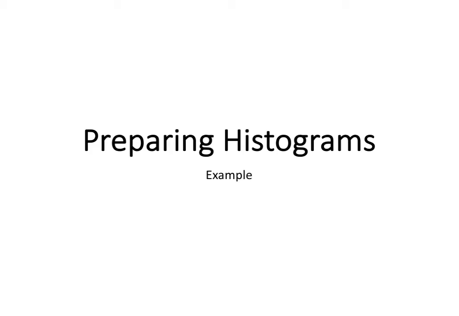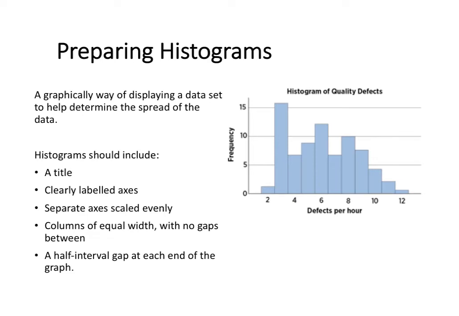In this video, we're going to have a look at how to prepare a histogram. A histogram is a graphical way of representing a data set to help determine the spread of the data. Now, a histogram needs to have some core components. The first one is a title. The second one is labels on both axes.